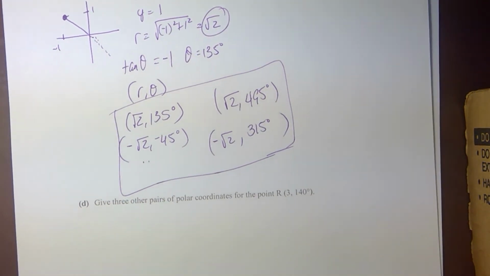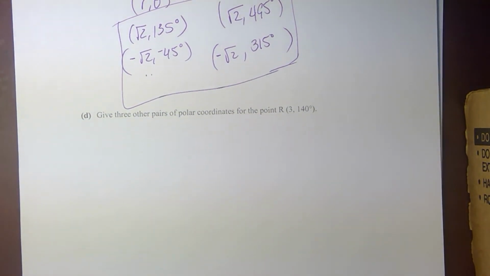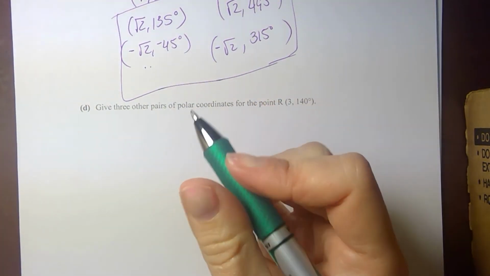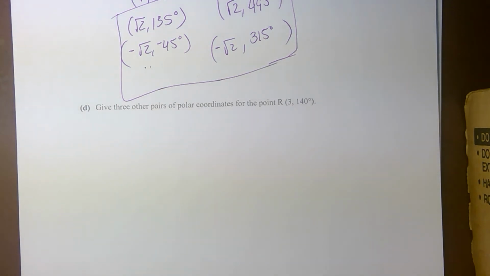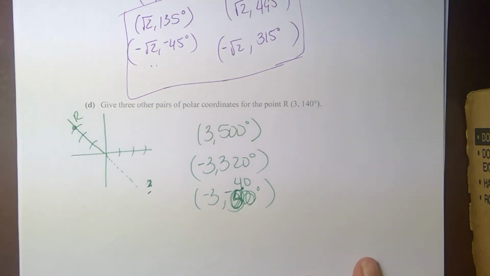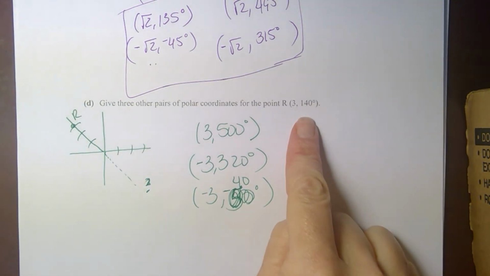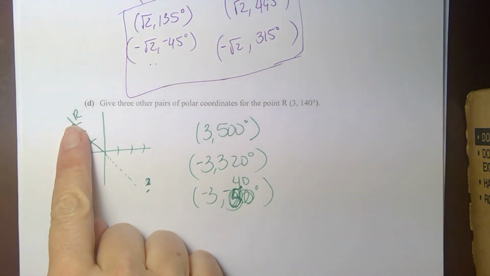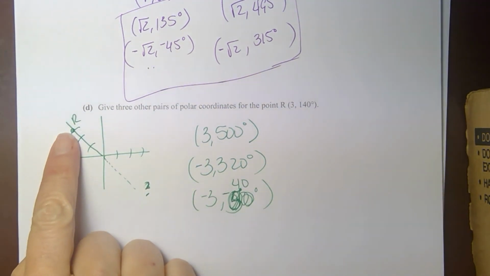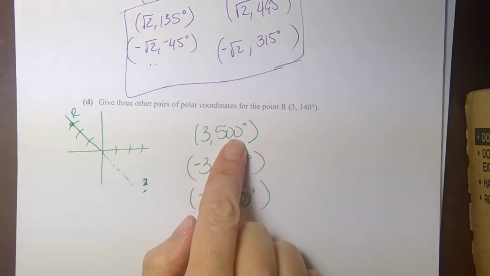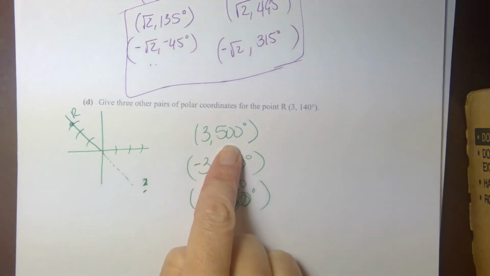All right, last example. I encourage you to pause the video, work this one out, and then come back. Okay, on D, we were given a polar coordinate pair to start with. The polar coordinate pair 3, 140 degrees. I find 140 degrees first, and then I go out 3 circles, 3 units, so that's where r would be. If I add 360, I get to 500 degrees.